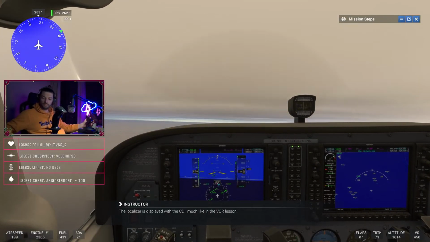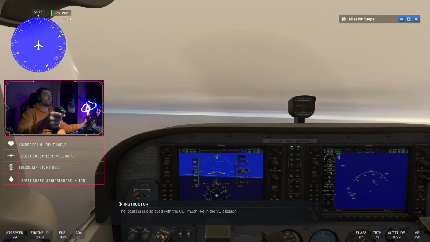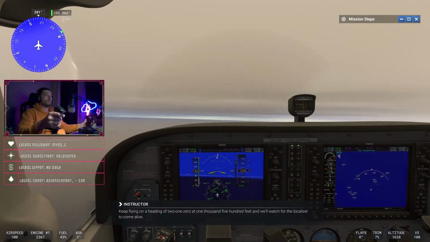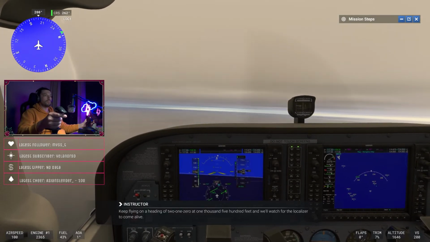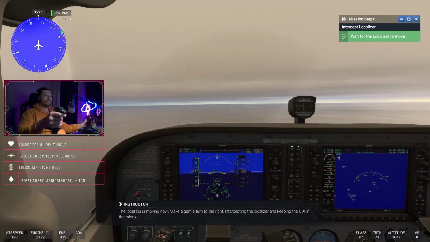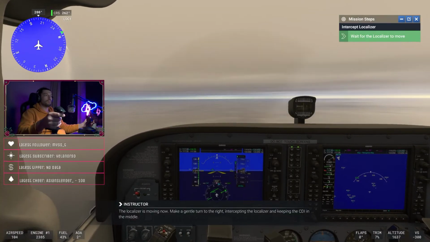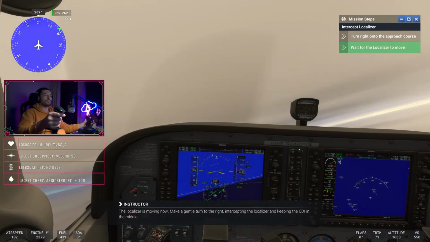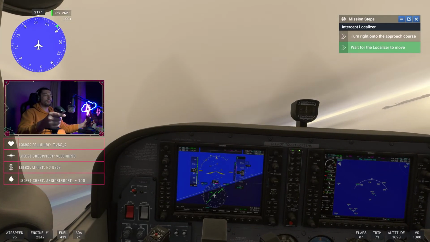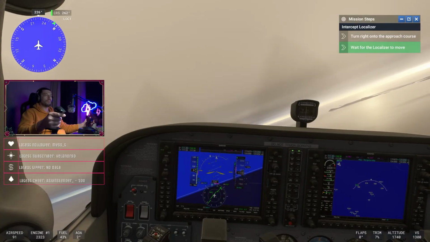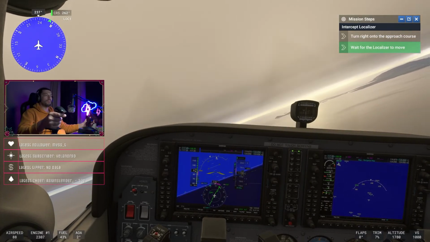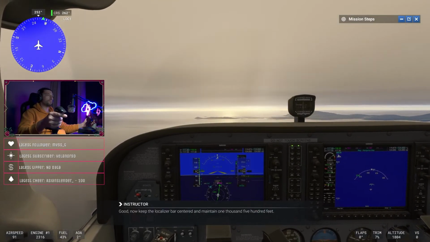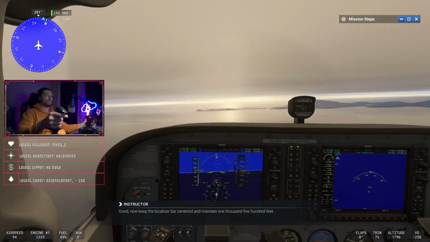The localizer is displayed with the CDI, much like in the VOR lesson. Keep flying on a heading of 210 at 1,500 feet and we'll watch for the localizer to come alive. The localizer is moving now. Make a gentle turn to the right, intercepting the localizer and keeping the CDI in the middle. Good. Now keep the localizer bar centered and maintain 1,500 feet.